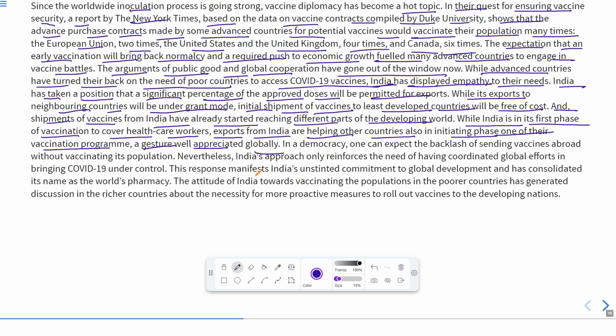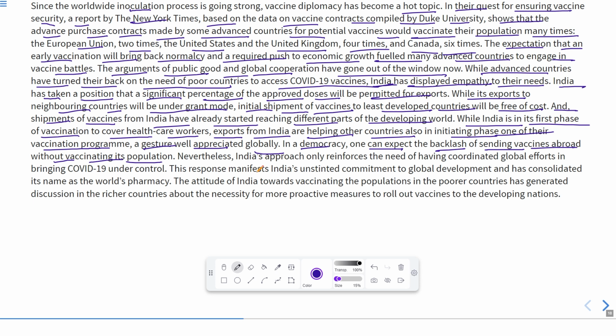It means everybody was praising this step from India. In a democracy, which means a country where everything is done for the people, to the people, and by the people, one can expect a backlash against sending vaccines. Backlash means the reactions of the people against some act. So it is normal that this can be seen as sending vaccines abroad without vaccinating its own population. So obviously the people of India were criticizing, because the vaccines were exported whereas the country had not been completely vaccinated.